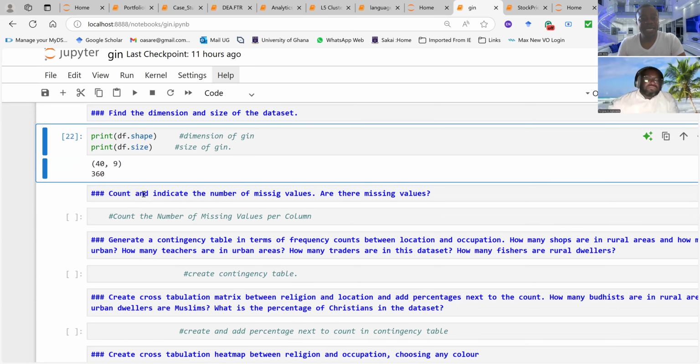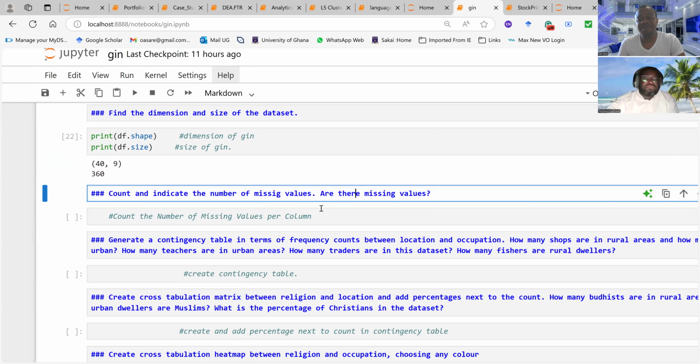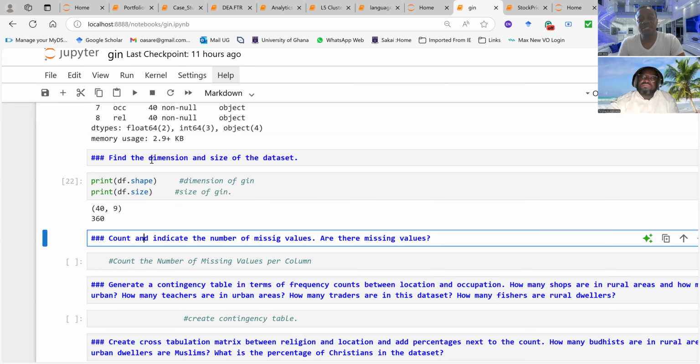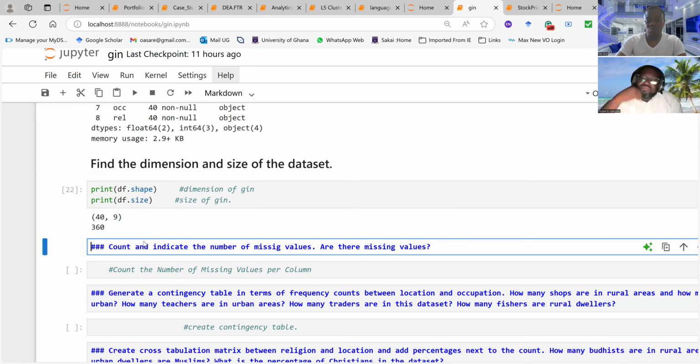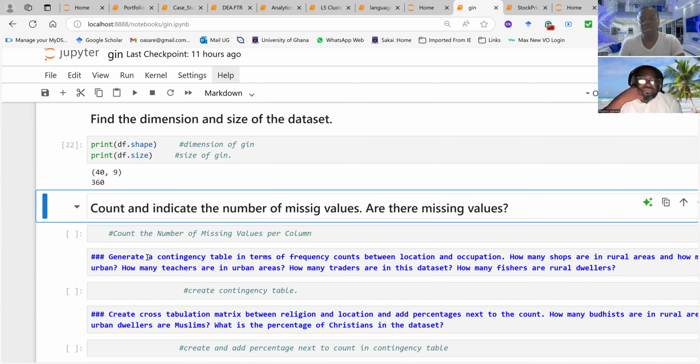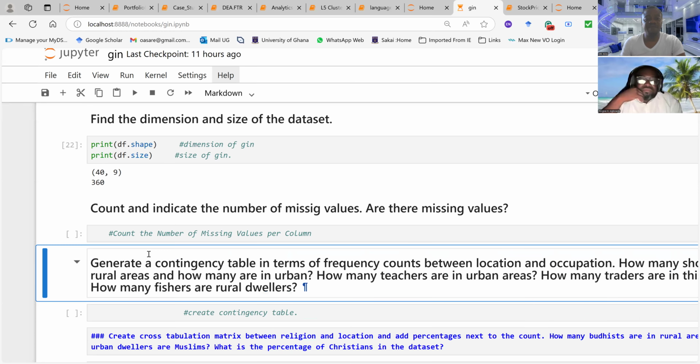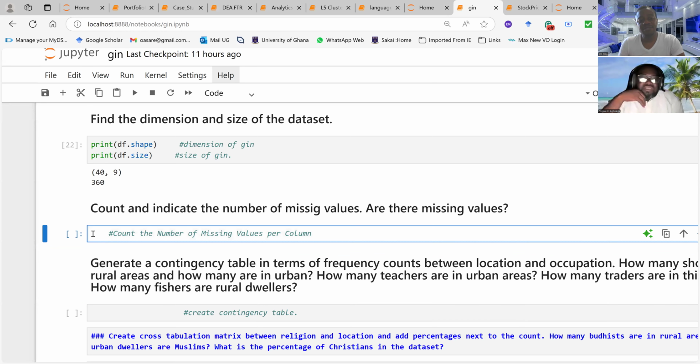Next question. Count and indicate the number of missing values. So how do you check whether or not there are missing values? What command do you think you're going to use to check whether or not there are missing values?